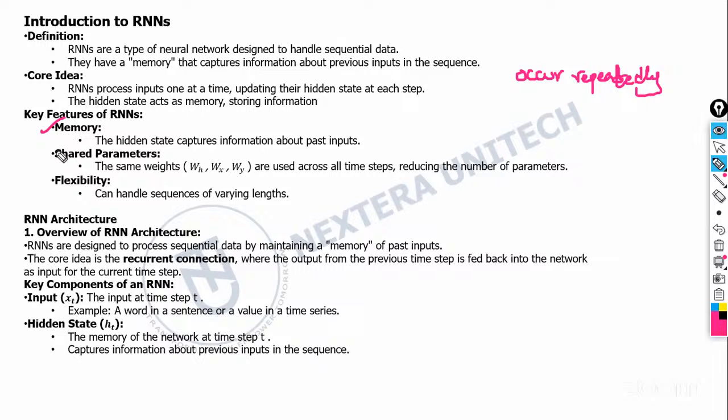Then, shared parameters across the architecture, across the workflow of RNN. The weights that will be used for different inputs will be shared. They don't change. They are used across all the time steps. At different time steps, the same weights will be used. So this is going to reduce the number of parameters.